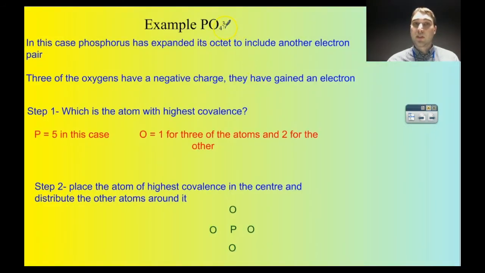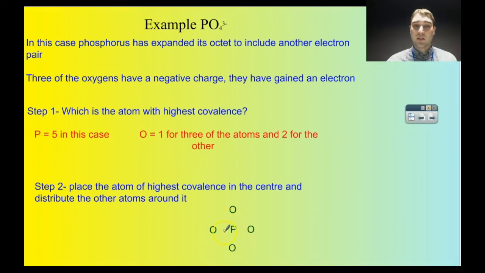So now we're going to look at the phosphate ion, PO4 3-. What's happened with the PO4 3- is it's expanded its octet by including an extra electron pair. 3 of the oxygens have a negative charge and 1 has a double bond with the phosphorus. So let's follow our steps to figure out what the shape would be. Again, step 1, find the highest covalence. It's going to be phosphorus. It's going to try making 5 bonds in this case.